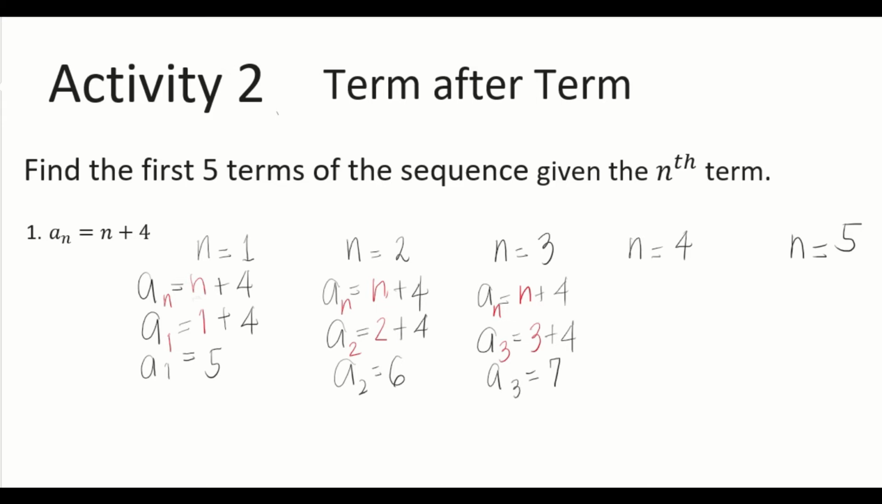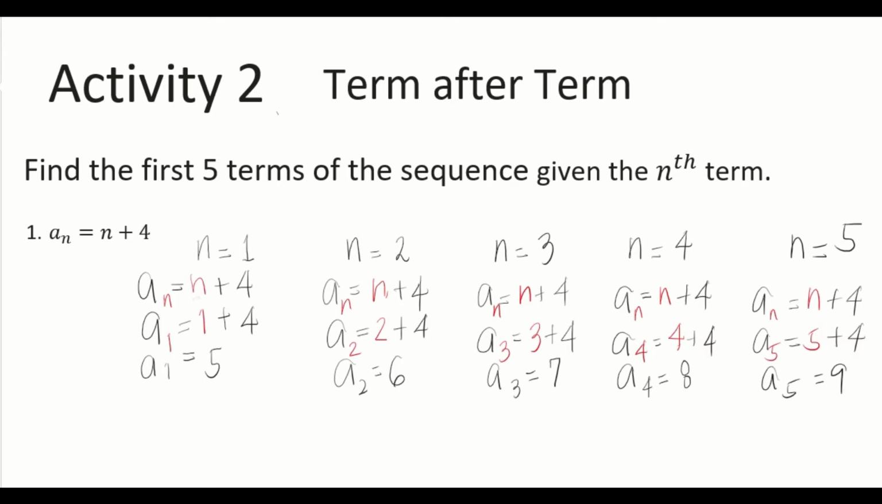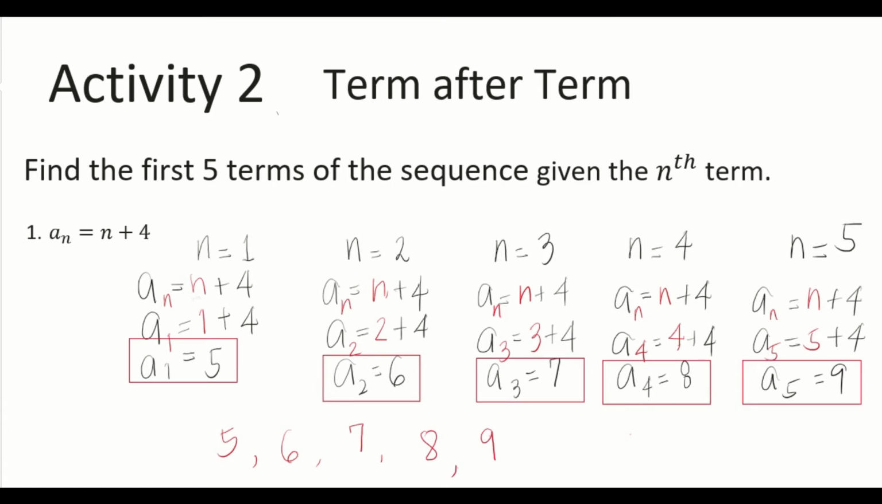Next, to find our fourth term, we substitute 4 to our variable n. From our general term, a sub n equals n plus 4, substituting 4 to n, we have a sub 4 equals 4 plus 4. So our a sub 4 is 8. And lastly, for our fifth term, n equals 5. We have a sub 5 equals 5 plus 4, and so a sub 5 equals 9. So our first 5 terms of the sequence a sub n equals n plus 4 are 5, 6, 7, 8, and 9. This is for item number 1. Let's proceed to number 2.